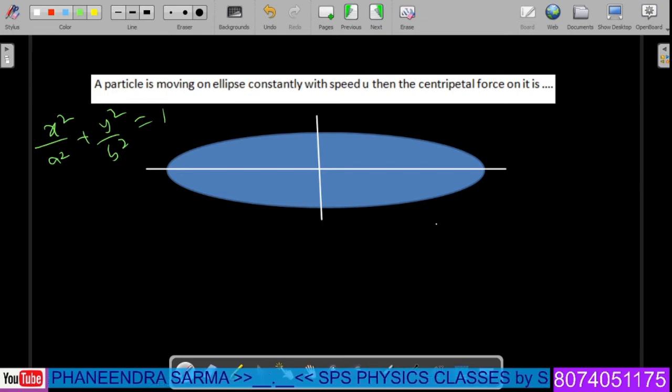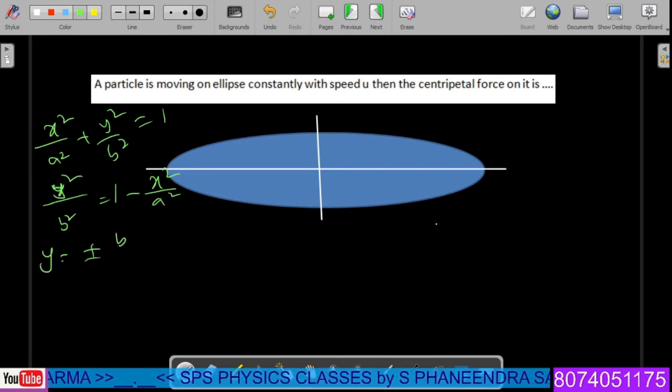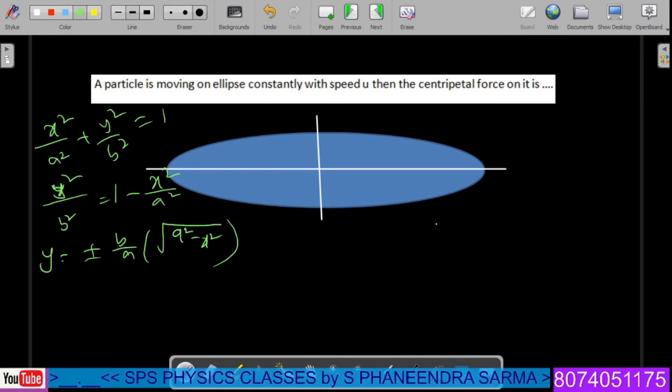Now let us exchange these parameters and find the value of y from the equation. The x square by a square term comes to the other side. Therefore, you can write y square by b square is equal to 1 minus x square by a square, or y is equal to plus or minus b by a into root of a square minus x square. So this is going to be the correct equation for the system.